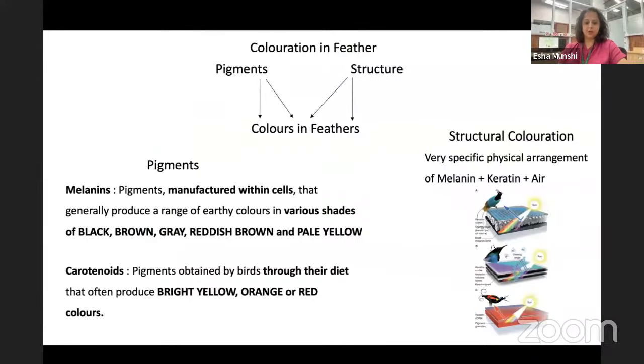And so, talking about coloration in feathers, why this color? Why these colors in a parakeet's tail? This is a rose-ringed parakeet.